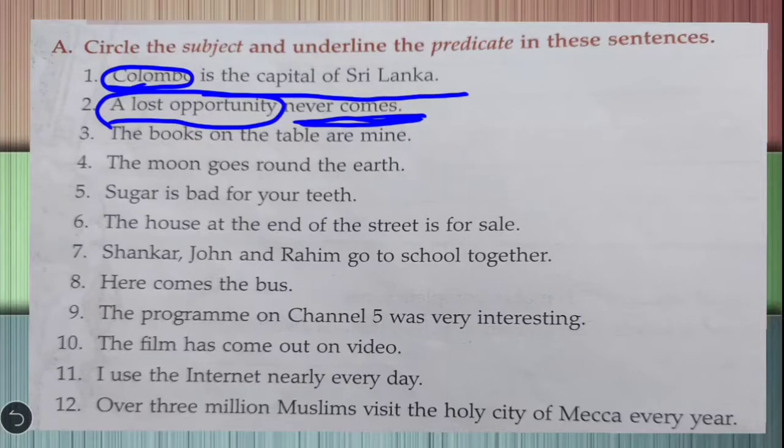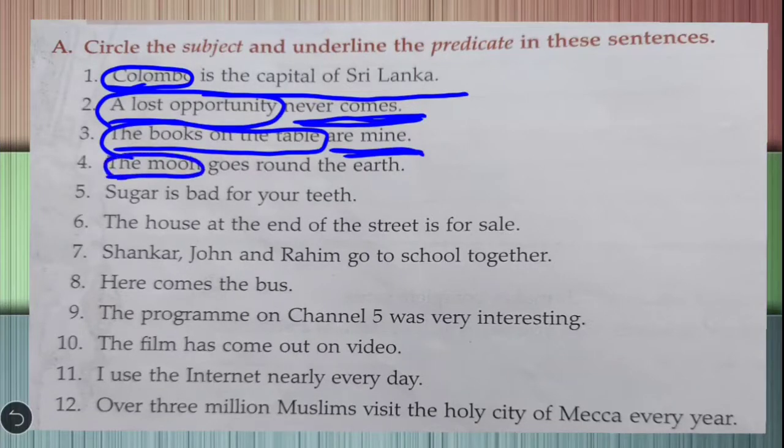Now look at the third sentence. The books on the table are mine. The books on the table is a subject. Are mine is the predicate. The moon goes round the earth. The moon is a subject. What about the moon? Goes round the earth, more information about the subject. Sugar is bad for your teeth. Sugar is a subject. Is bad for your teeth is a predicate.